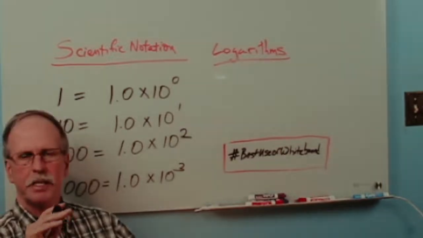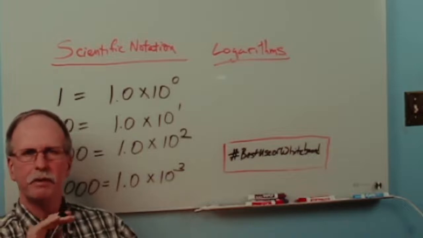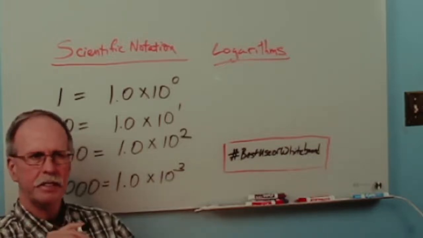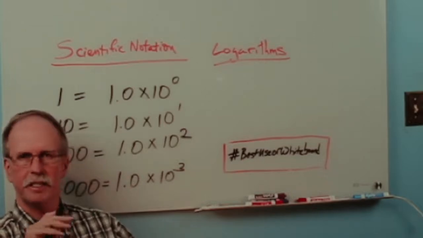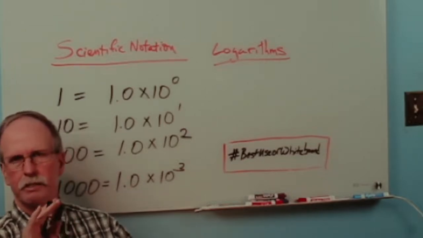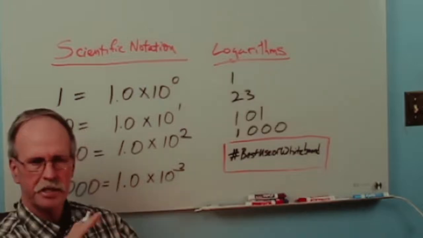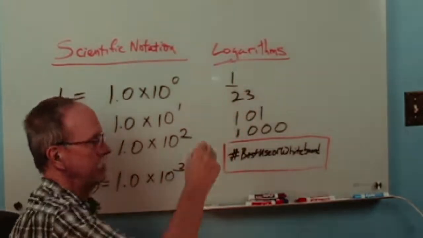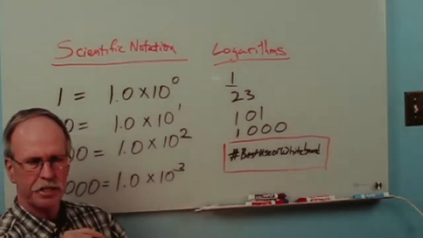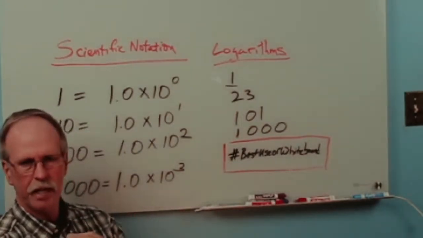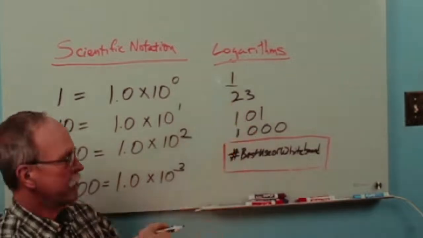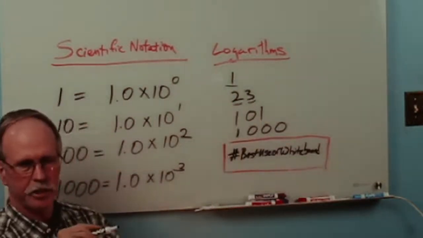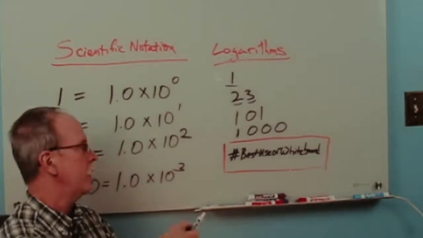One of the problems that I ran into when I asked people to calculate the distance above the surface for a geosynchronous satellite is that I didn't pay as much attention to significant digits as I should. So I want to bring that up right now. Let's look at a couple of numbers. The first one is 1. How many significant digits does 1 have? Well, it's got 1. What about 23? Well, we've got 2 significant digits. 101, 3.